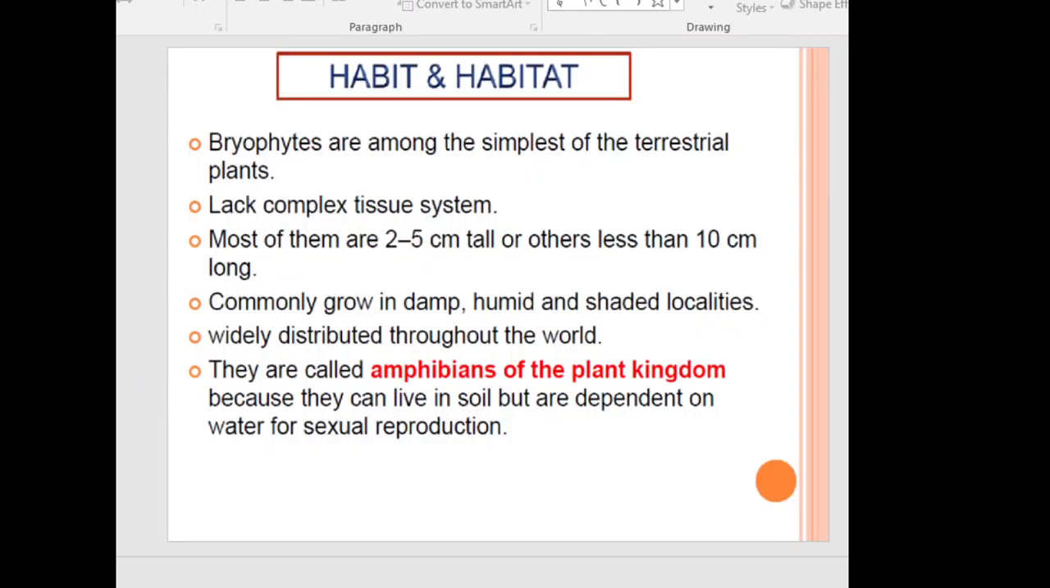Let us talk about the habit and habitats. Bryophytes are the simplest terrestrial plants, lacking complex tissue systems, and they can grow up to 2 to 5 centimeter tall, otherwise less than 10 centimeter long. They commonly grow in damp, humid and shaded localities, and they are called the amphibians of the plant kingdom because they can live in soil but are dependent upon water for sexual reproduction.